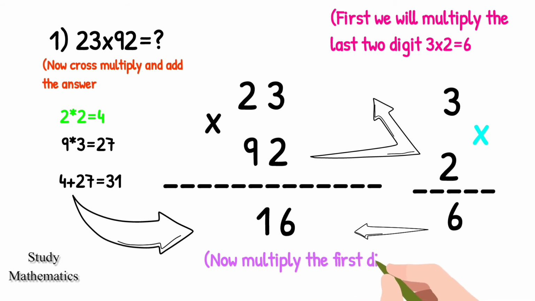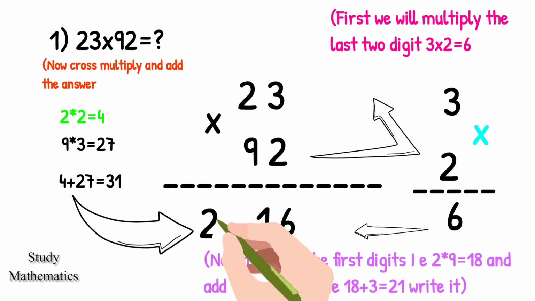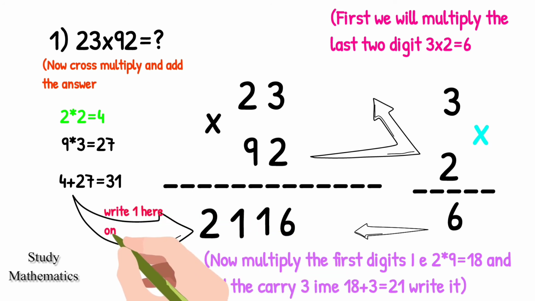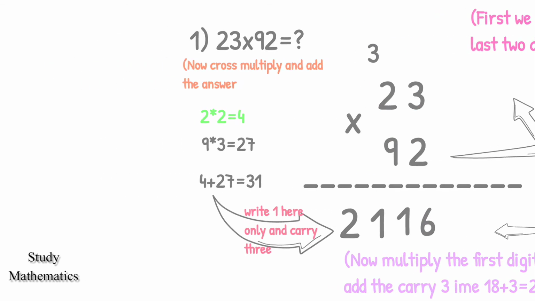Now multiply the first digits, 2 and 9, which is 18, and add the carry 3 to it, which is 21, and then write it here, which is the required answer. It takes 2 seconds when you solve it.